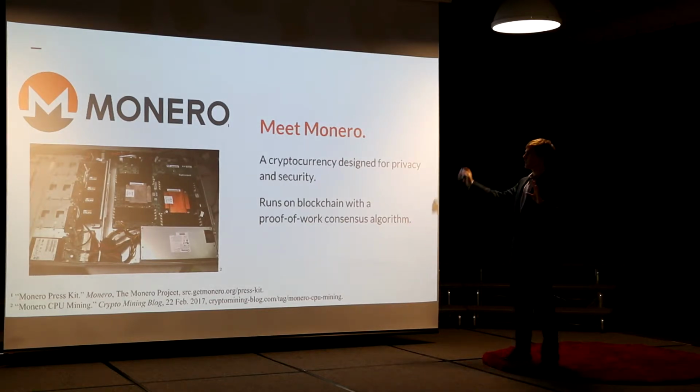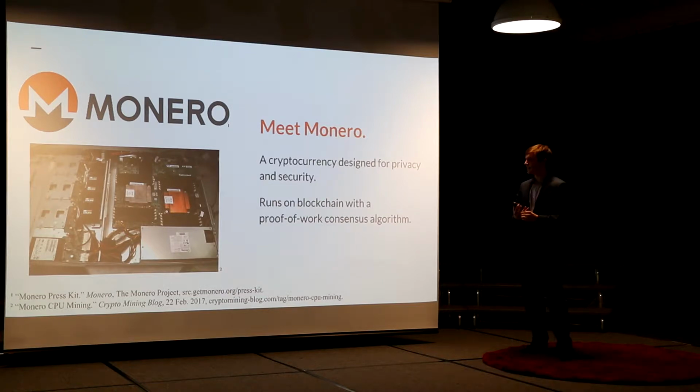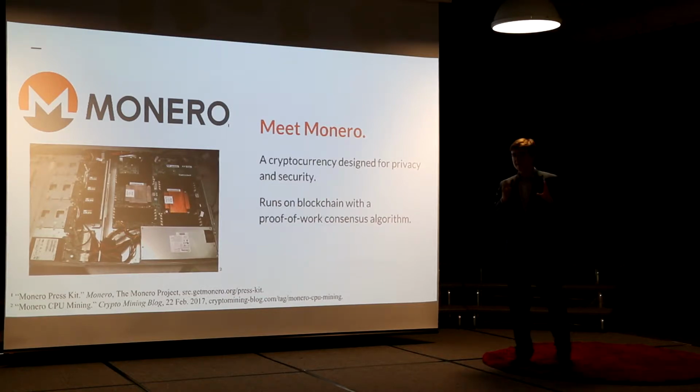Blockchain tech, cryptocurrencies based entirely on Monero at the beginning. That was the big inspiration. It's a cryptocurrency designed for privacy and security. It runs on a blockchain, a decentralized ledger maintained by nodes. It is a currency like Bitcoin, all the other big ones. There's thousands and thousands of these currencies.